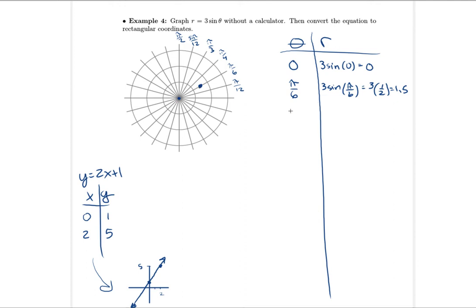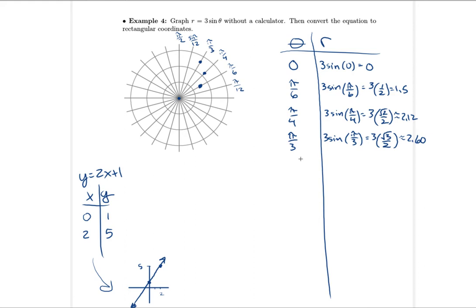And then if I go to pi over 4, 3 times the sine of pi over 4 is 3 times the square root of 2 over 2, and that's about 2.12. So out here, 2.12 puts me right about there in this neighborhood. And at pi over 3, 3 sine pi over 3 is 3 times the square root of 3 over 2, which is about 2.60. So 2.60 puts me right about there.